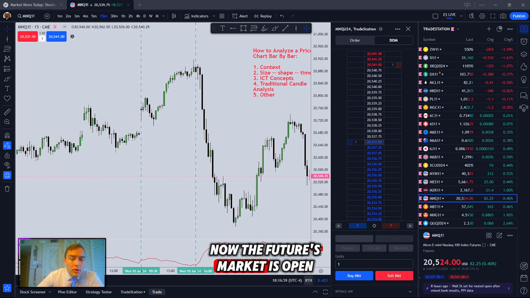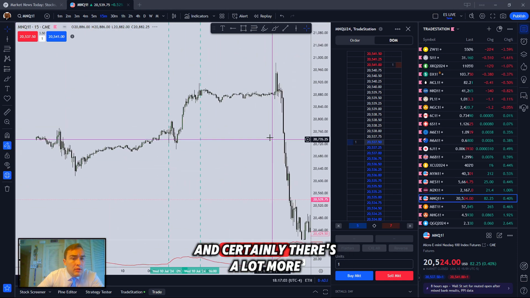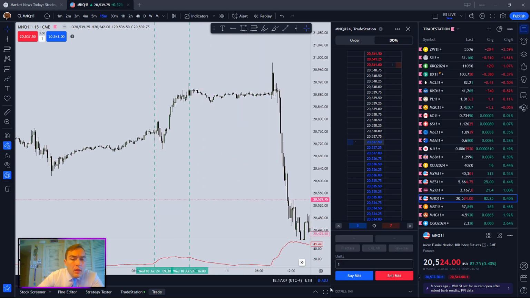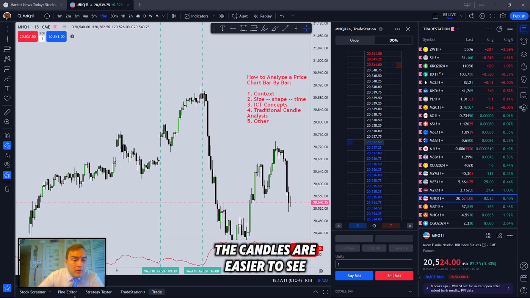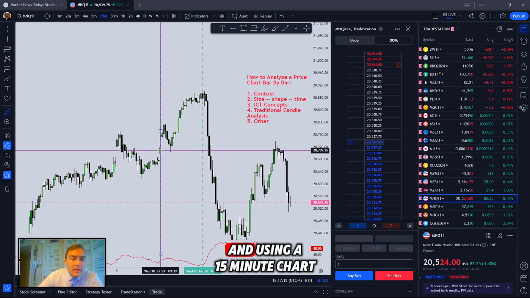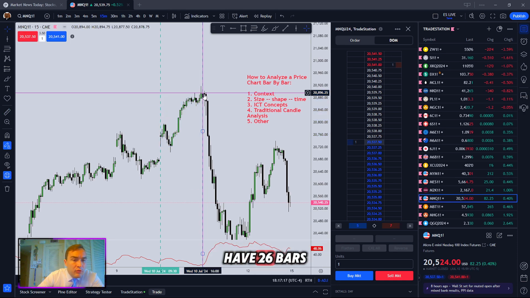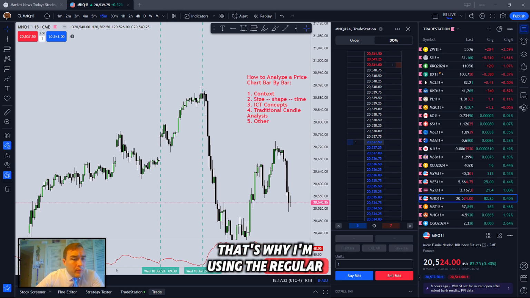Now, the futures market is open 23 hours, 5 days a week. And certainly there's a lot more to discuss here than only the regular trading hours. But the market mostly moves in the regular trading hours. The candles are easier to see. And using a 15-minute chart on TradingView, every full trading day, you're going to have 26 bars. Okay, so 26 bars to look at. So that's why I'm using the regular trading hours, just for ease and convenience.